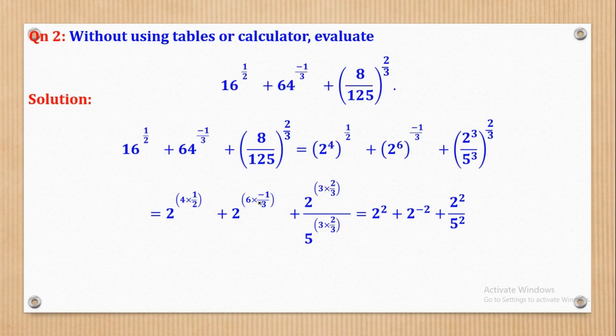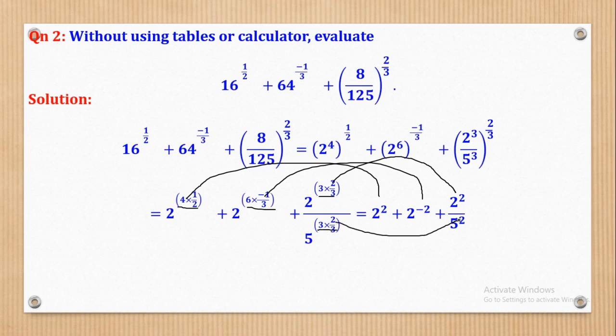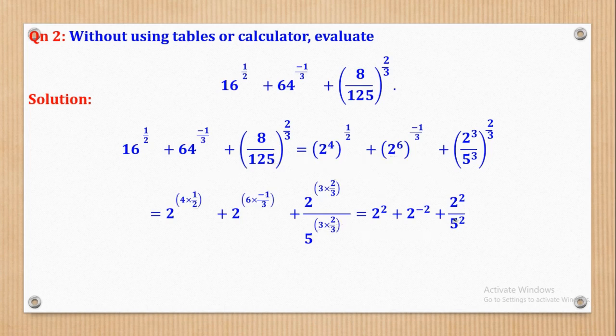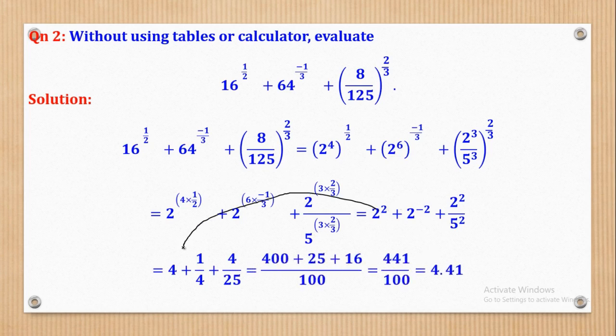Now when I simplify, this one, 4 times a half is 2, that's why you see 2 there. Then this one also is negative 2, that's why you see negative 2 there. Then this is 2, that's why you see 2 there. And this is also 2, that's why you see 2 there. So 2 to power 2 is 4. Then this one is a quarter, I think by now you know it. Then now this one, 2 to power 2 is 4 and 5 to power 2 is 25.